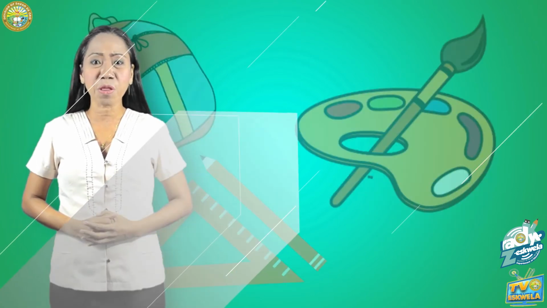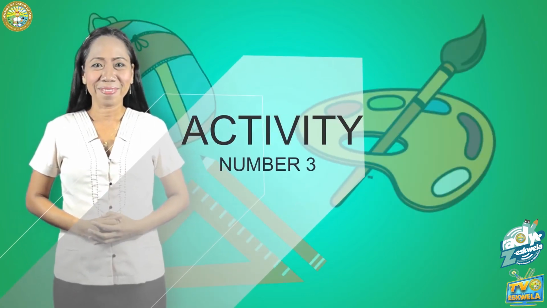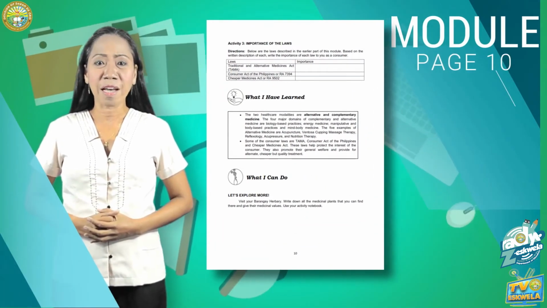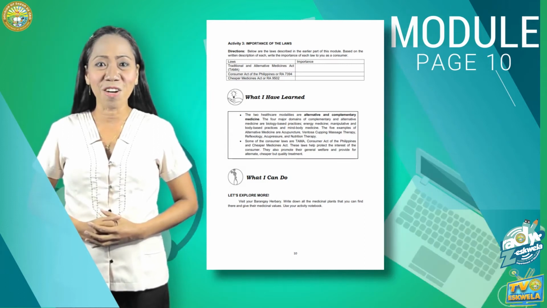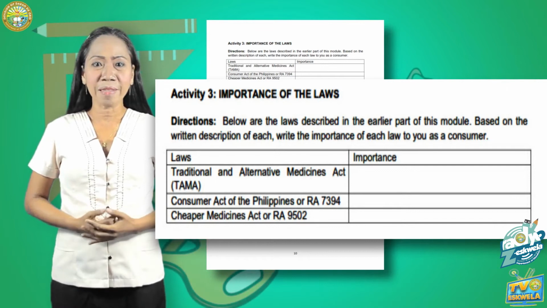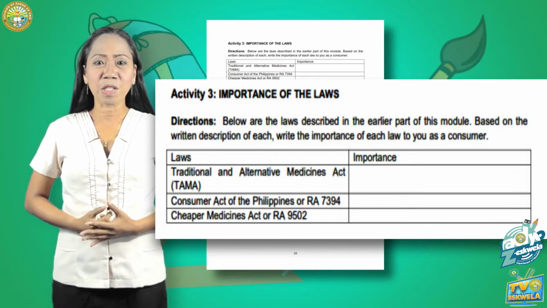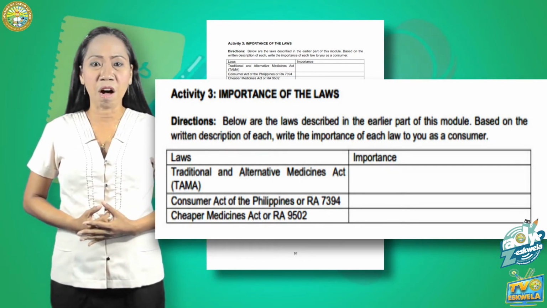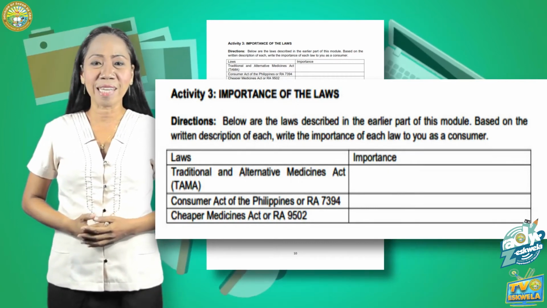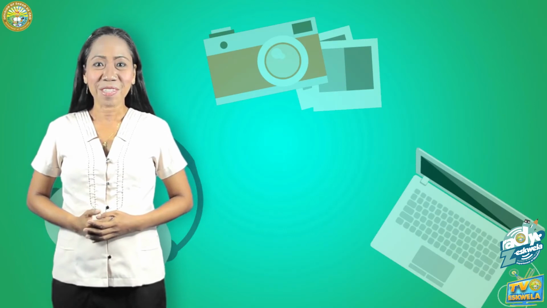Now it's time to answer activity number 3. On your module on page 10 is a template about the laws and its importance as discussed earlier. On the second column of the template, write the importance of each law in the opposite column. I'll give you a few seconds to answer this activity. Start now.